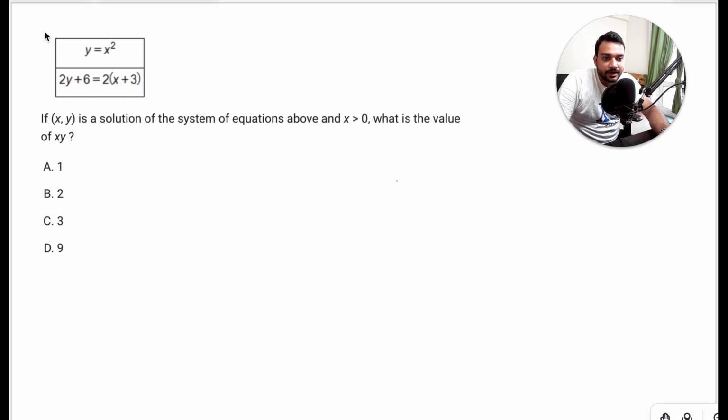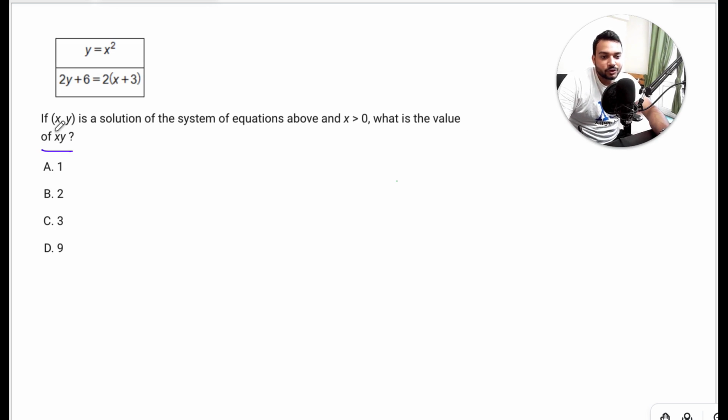This is going to be the last question of the video. So we're given 2 equations, y is equal to x squared and 2y plus 6 is equal to 2 times x plus 3. If x comma y is a solution of the system of equations above and x is greater than 0, what is the value of xy?